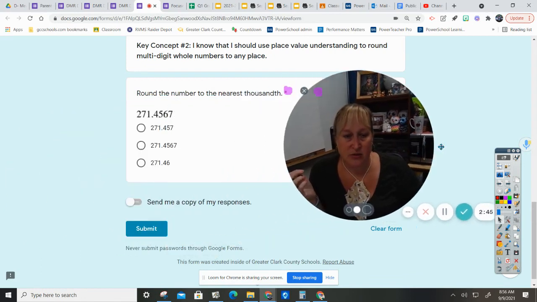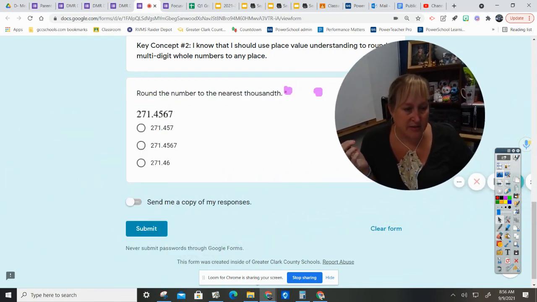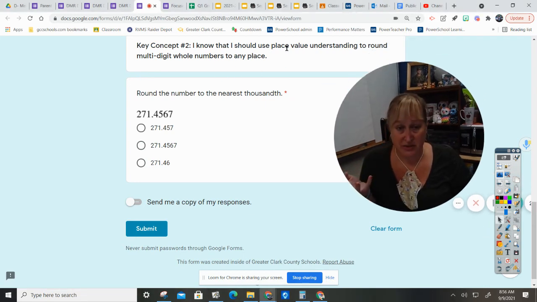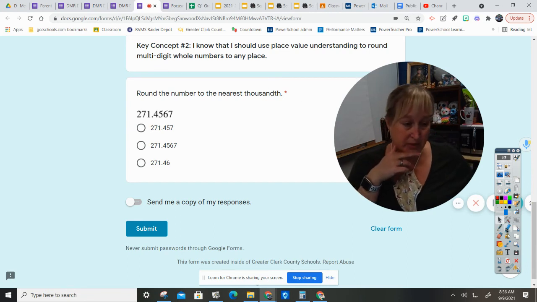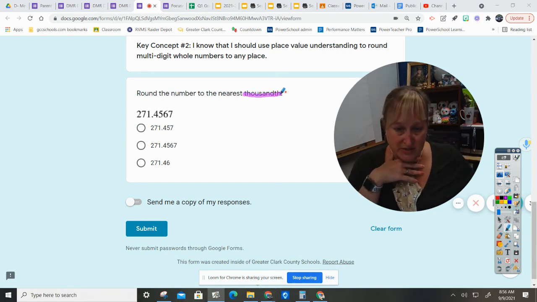All right. So now our next thing that we are working on is the key concept of I should use place value to round multi-digit whole numbers to any place. So the first thing that I'm going to do is pay attention to which place value it is. It's thousands. So I count tenths, hundredths, thousandths. So this is the place value that I'm rounding to.